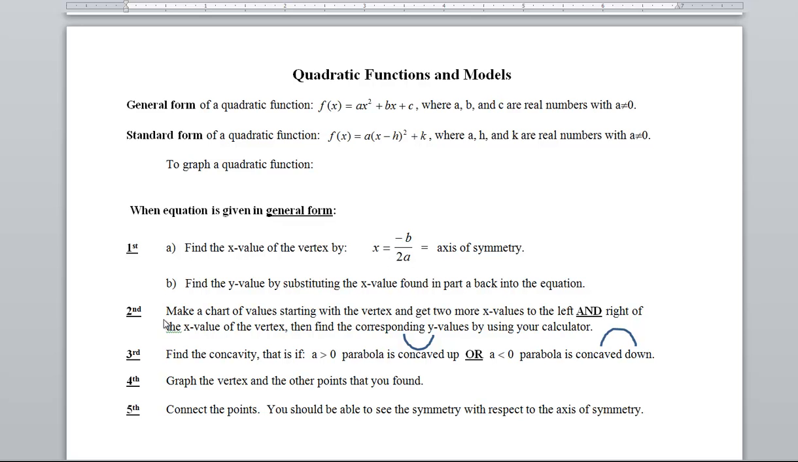Second step, make a chart of values starting with the vertex and get two more x values to the left and right of the x value of the vertex. Then find the corresponding y values by using your calculator.